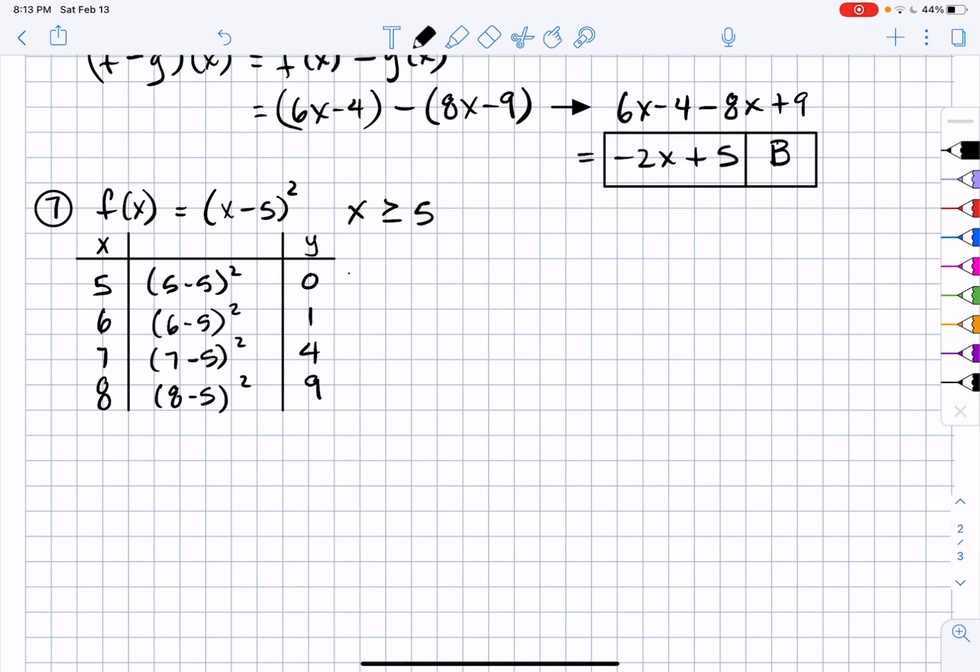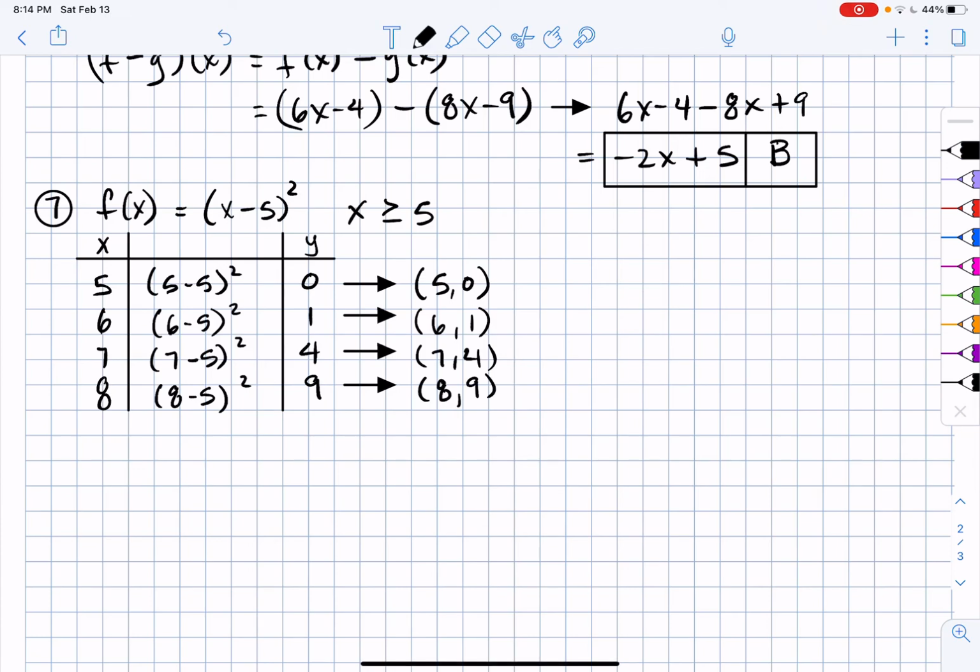I might as well get this part done. So, there we go. So, what my points are is this: 5, 0, 6, 1, 7, 4, and 8, 9.